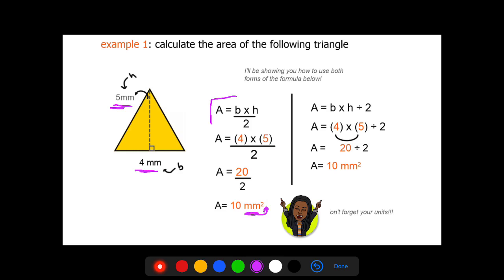Okay, so that's one way of doing it. But if you just prefer to do it this way with the base times the height like this, and then you just divide it by 2, you can do it the same way. Okay, if that makes it more organized for you. So this is the first way. This is the second way. You decide which way works better for you. Pause if you need to.